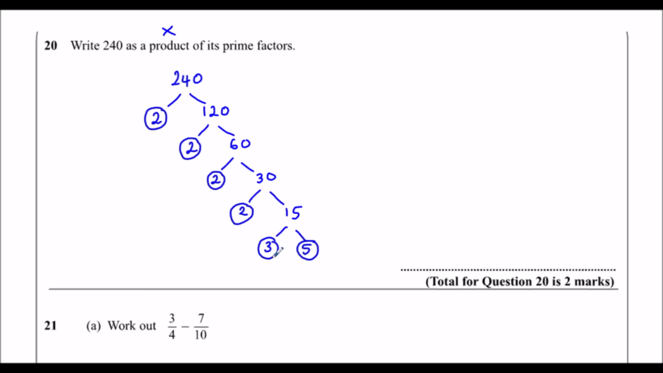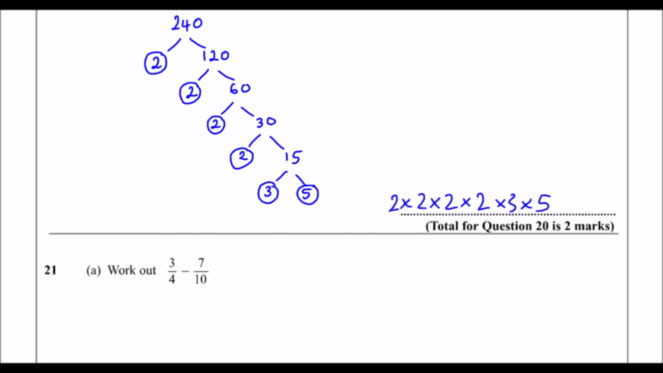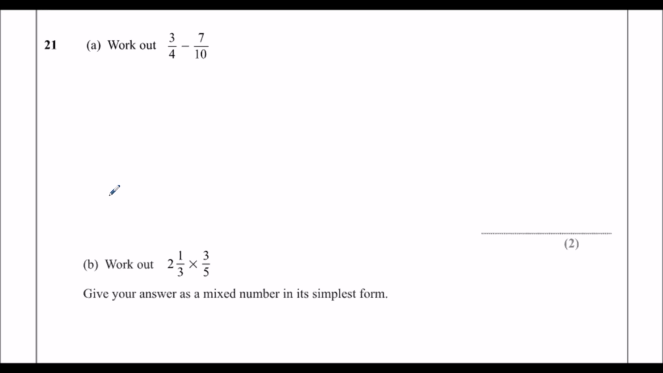So let's write 240 as a product of its prime factors. So we can say 240 is 2 times 2 times 2 times 2 times 3 times 5. And if we multiplied all of these together, we would get back to 240. So that's our answer.